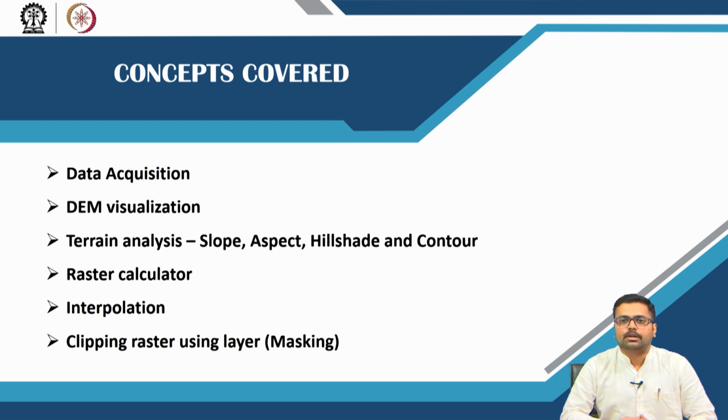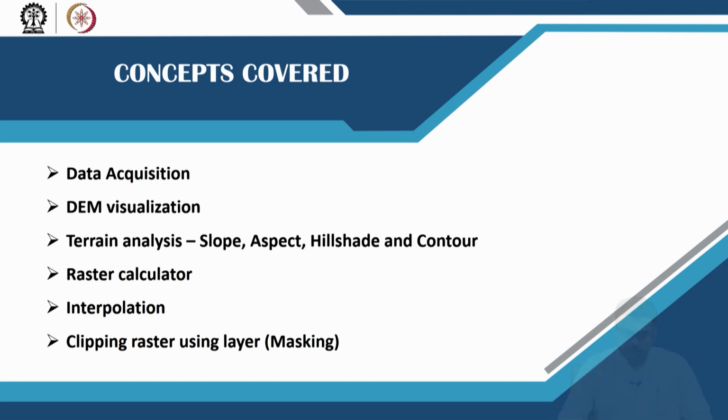QGIS has inbuilt raster calculator function, and then we will also see from available point data set how can we interpolate and produce a raster image, and lastly we will also see how to clip a raster for our area of interest, or it is also famously known as masking.